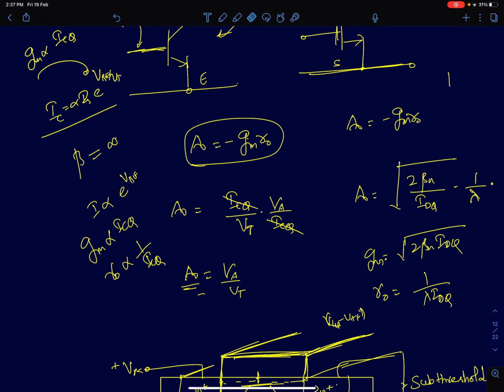Now this tells us a very interesting result. It's telling us that as a designer, you don't get to control the intrinsic gain of a BJT much. There is a fundamental limit given by VA upon VT, which is determined by the device parameters.